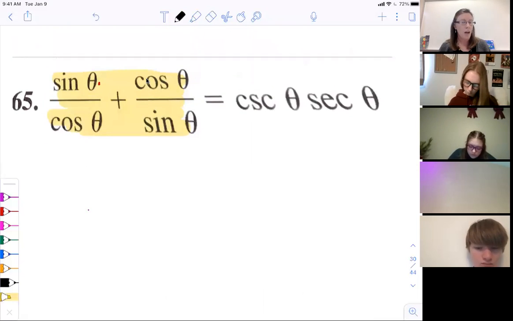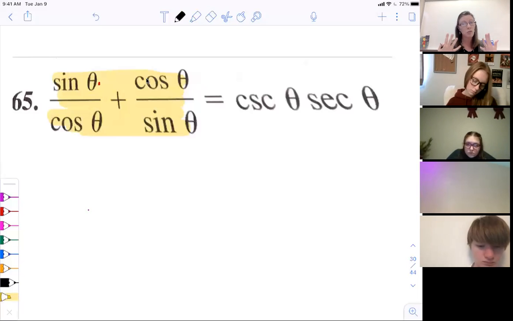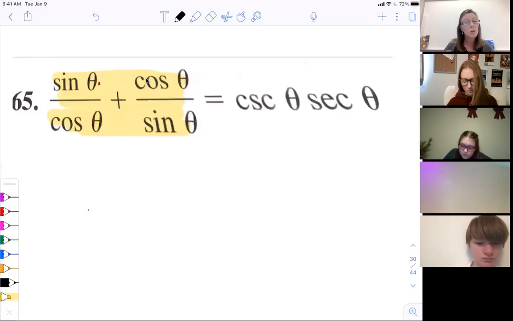So in 65, it says the sine of theta divided by the cosine of theta plus the cosine of theta divided by the tangent of theta is equal to the cosecant times the secant. Now, this is an equation. Anytime there's an equal sign, it's an equation. An equation means equivalency. So that left side of the equation is equal to the right side of the equation. That's what an equal sign means. And I know this isn't an equation that you think of like 2x squared plus 5 equals 7x minus 4, but this is still an equation.